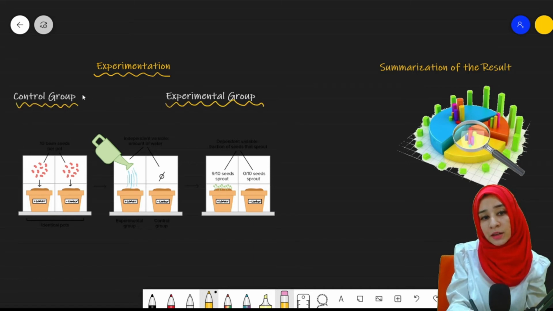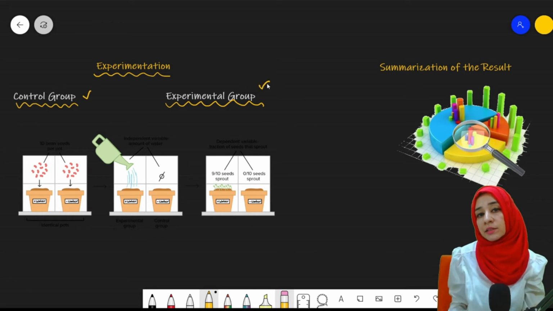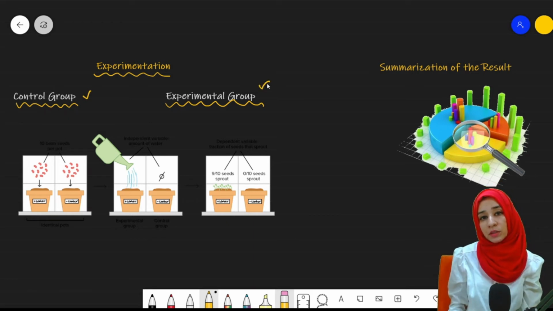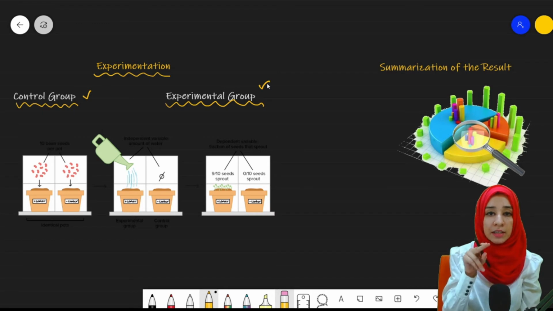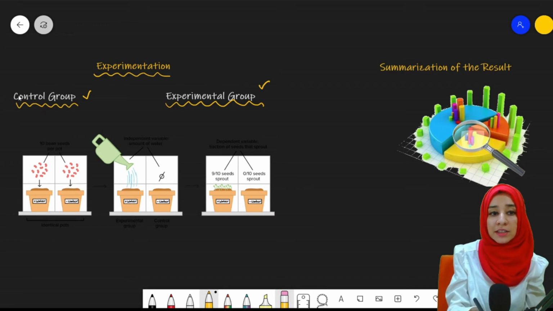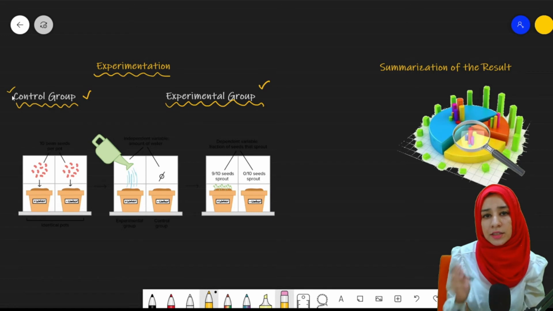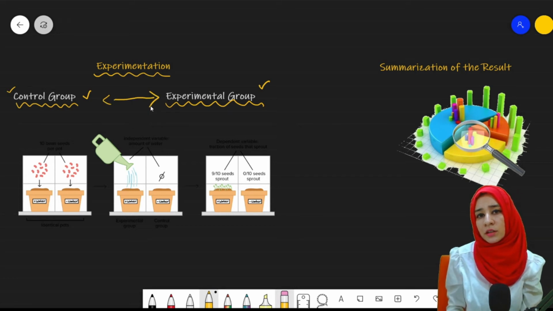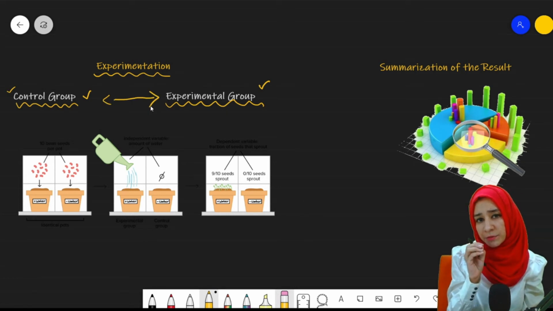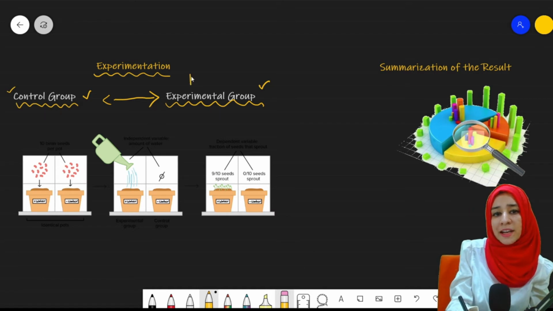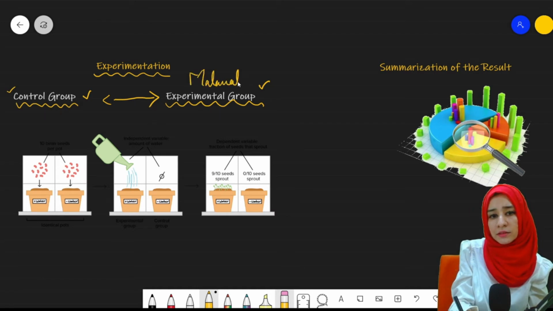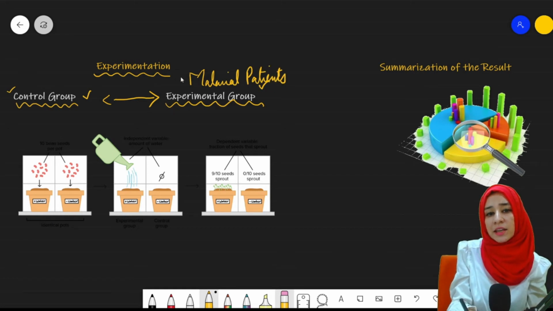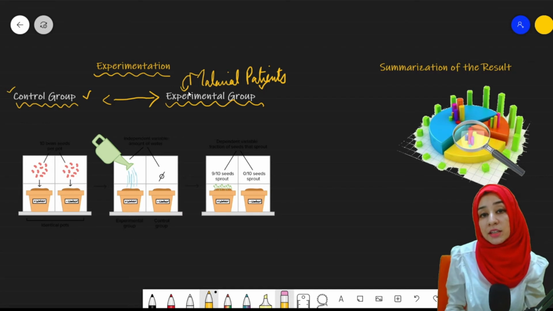Now, whenever we perform the experimentation, you need to remember there are always two types of groups. One is the control group and the other one is the experimental group. And both of their data are compared. This is the reference group, you can say. This is the reference that we'll use. And the experimental group will be compared with the reference group. I will give you the simplest example first. If we have got malarial patients, those malarial patients are the experimental group.